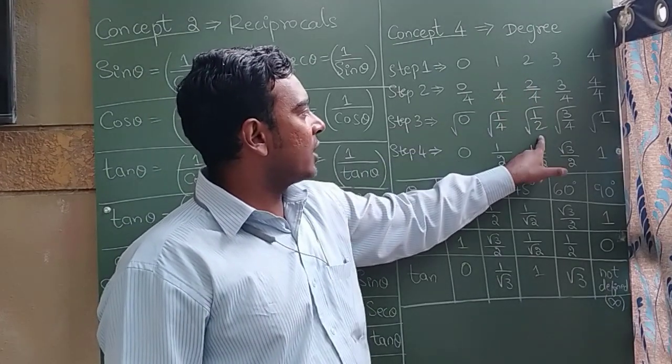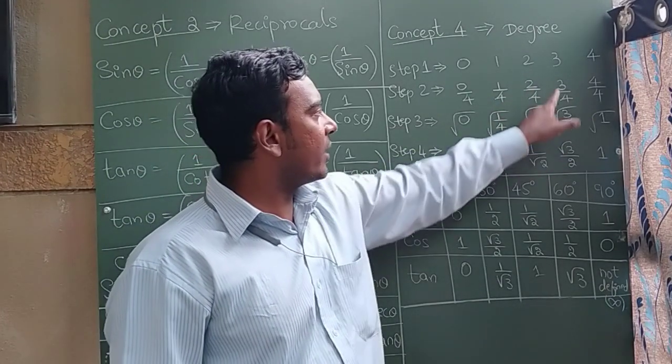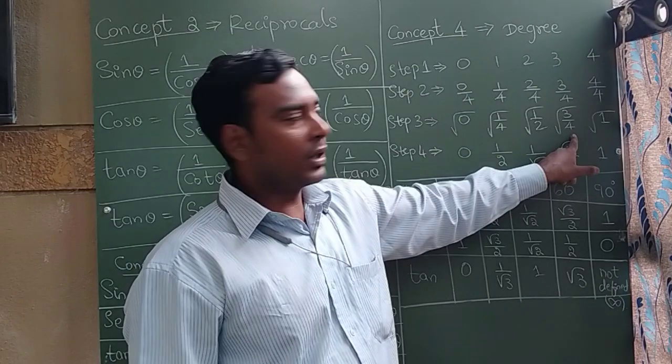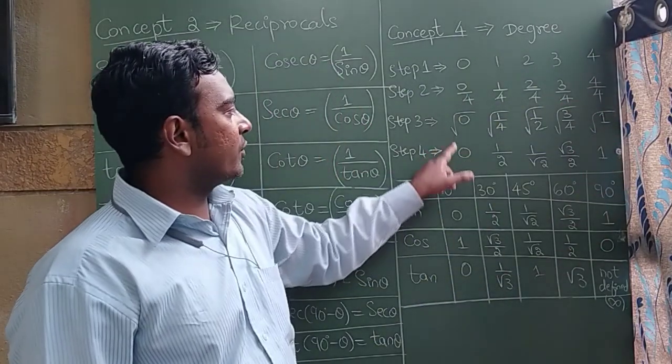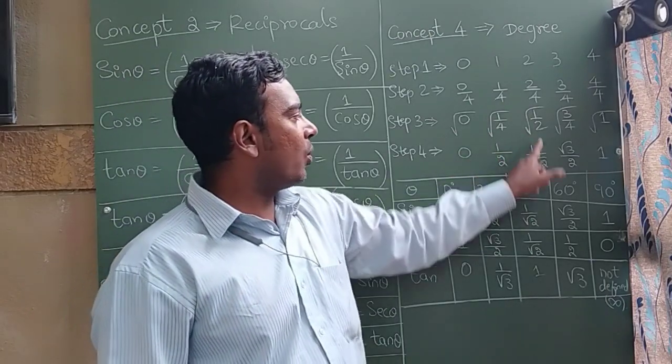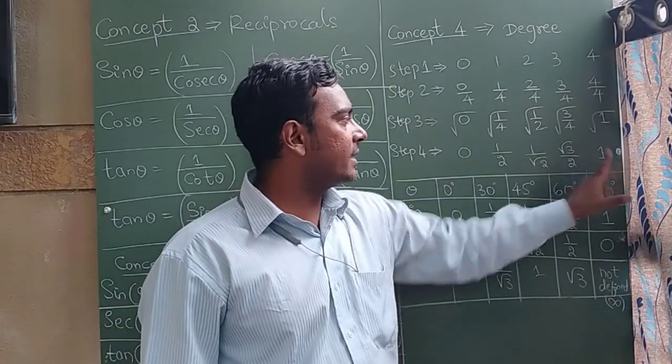2 ones are 2, 2 twos are 4. After cancellation, put a square root. You can't divide, so put a square root. And 4 ones are 4. So the square root of 0 is 0. This is 1 by 2, 1 by root 2, root 3 by 2, and this is 1.